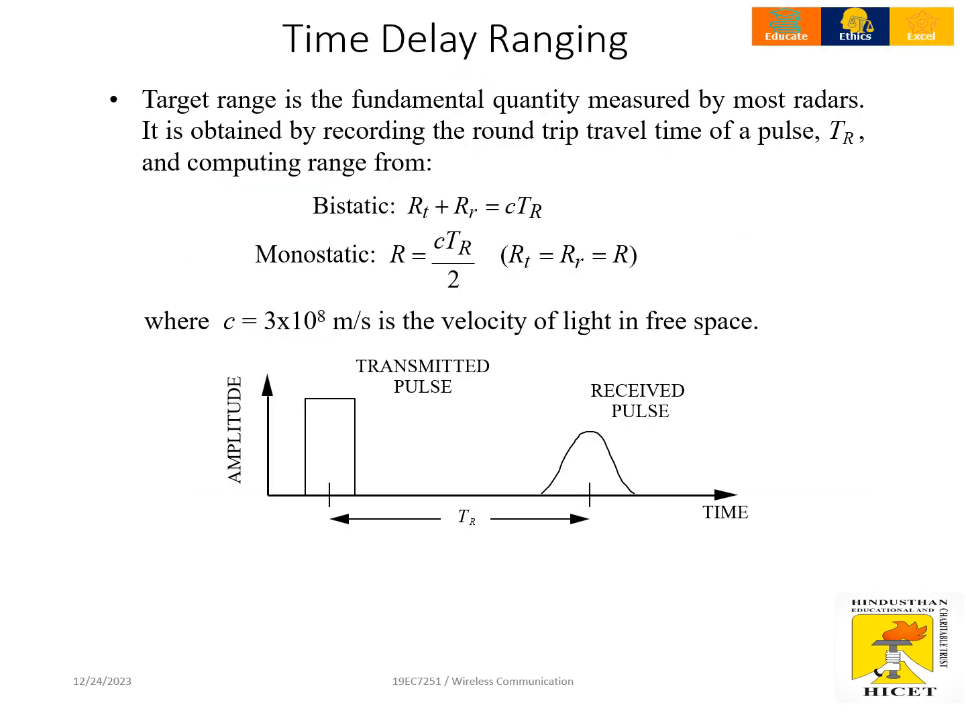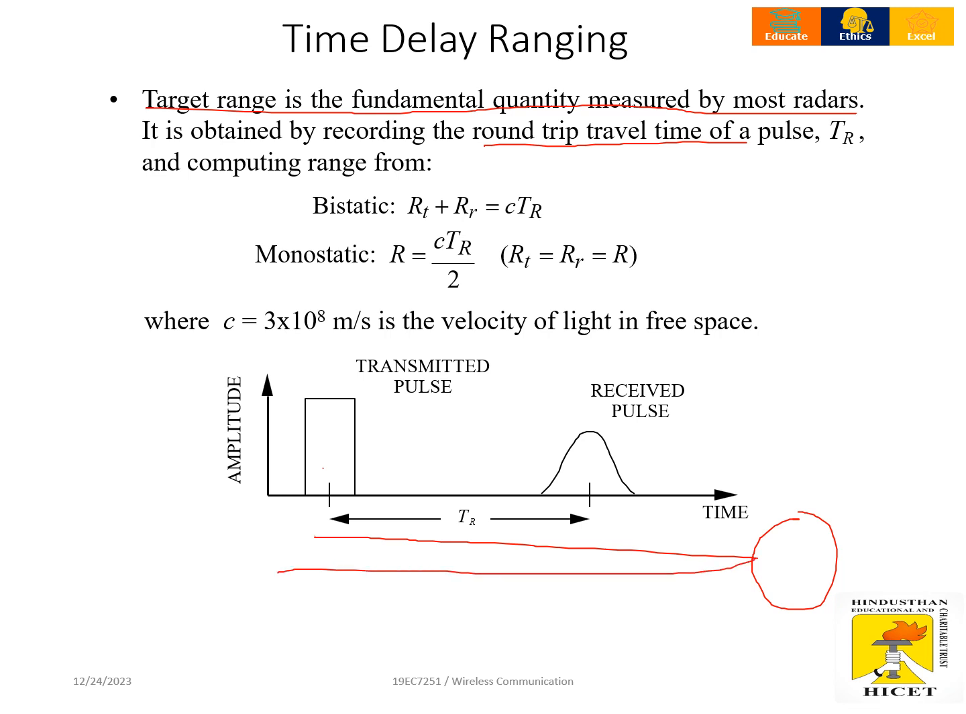Next, time delay ranging. Target range is the fundamental quantity measured by most radars by means of the round trip travel time of a pulse. So this is the transmitted pulse. It will be transmitted towards the target, and it is reflected back to the receiver. The actual pulse will be in this shape. Once it is reflected, the shape of the pulse will change for different reasons. We will see in the upcoming slides why the shape of the pulse changes.